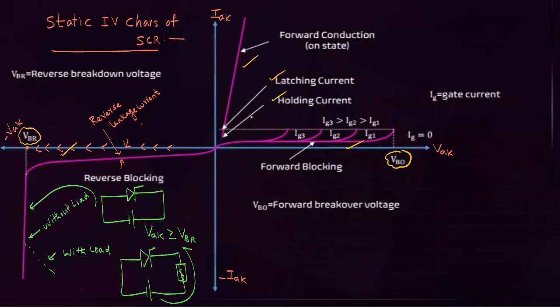This is the latching current and this is the holding current. Latching current is above the holding current. So always I latching is greater than I holding. One more important point, students. This is the forward voltage drop. This area indicates the forward conduction mode. This area indicates the on-state voltage drop. This is the forward on-state voltage drop.